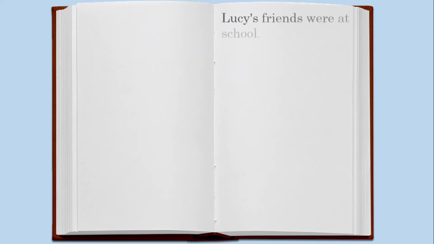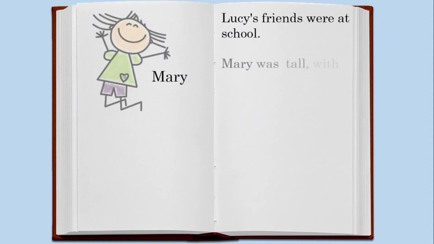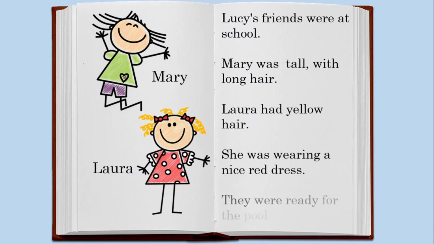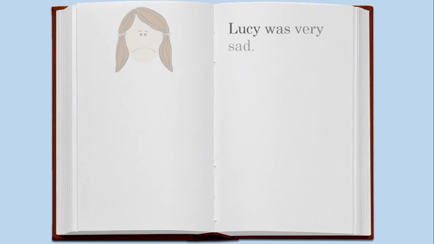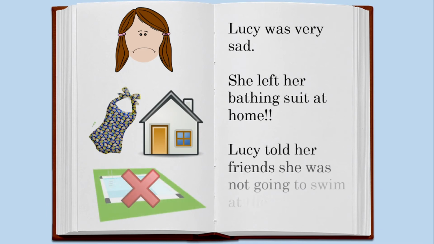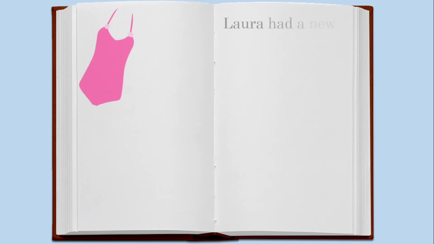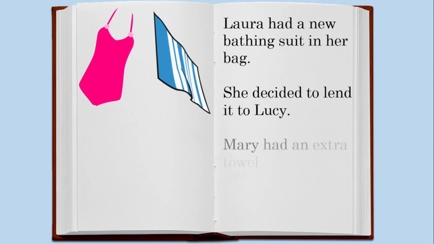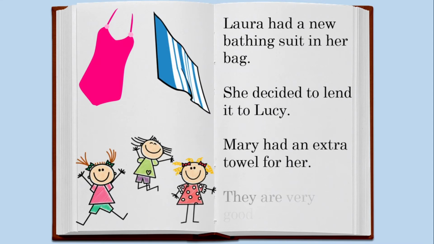Lucy's friends were at school. Mary was tall, with long hair. Laura had yellow hair. She was wearing a nice red dress. They were ready for the pool party. Lucy was very sad. She left her bathing suit at home. Lucy told her friends she was not going to swim at the pool. Laura had a new bathing suit in her bag. She decided to lend it to Lucy. Mary had an extra towel for her. They are very good friends.